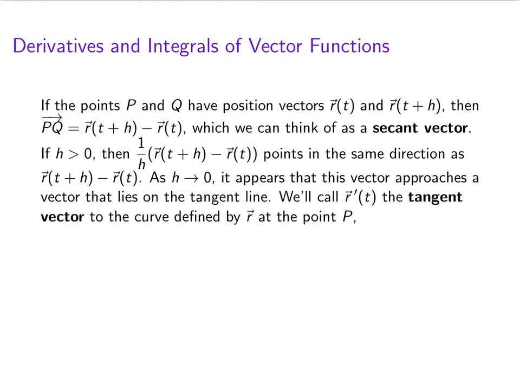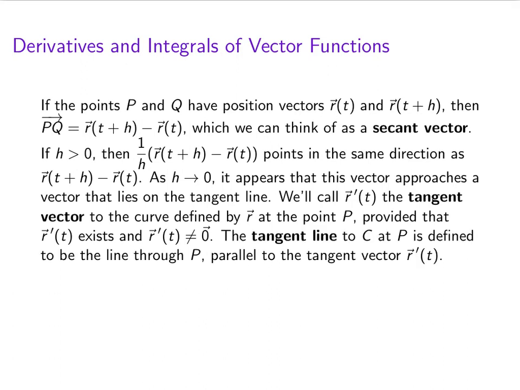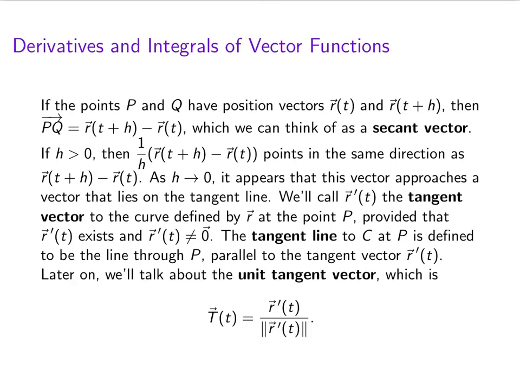So we're going to call r prime of t the tangent vector to the curve defined by r at the point P. This is provided that r prime of t exists and that r prime of t is not equal to the 0 vector, which it might be. The tangent line to C at the point P is defined to be the line through P parallel to the tangent vector r prime of t. Later on we're going to talk about the unit tangent vector. That's defined to be r prime of t scaled down to a unit vector.